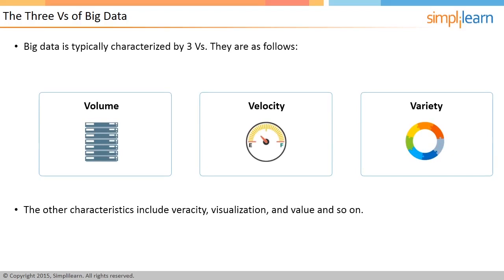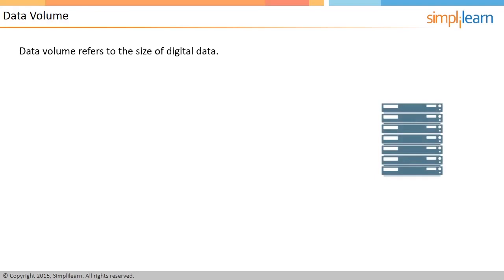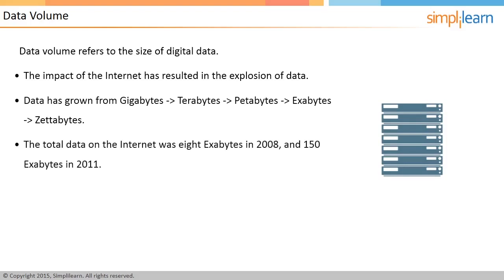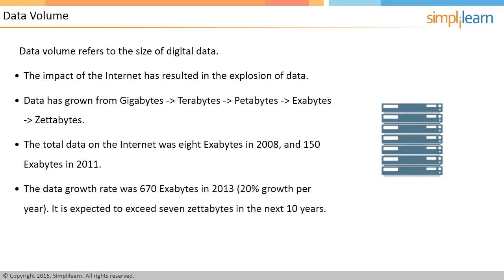Volume refers to the size of digital data. The impact of the internet and social media has resulted in the explosion of digital data. Data has grown from gigabytes to terabytes, petabytes, exabytes, and zettabytes. In 2008, the total data on the internet was 8 exabytes. It exploded to 150 exabytes in 2011 and reached 670 exabytes in 2013, which calculates to a growth rate of 20% a year. It is expected to exceed 7 zettabytes in the next 10 years.